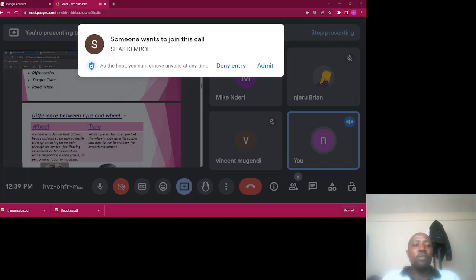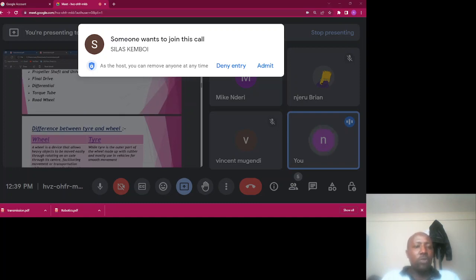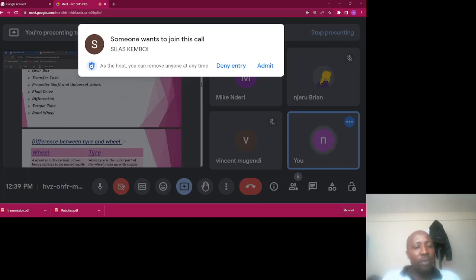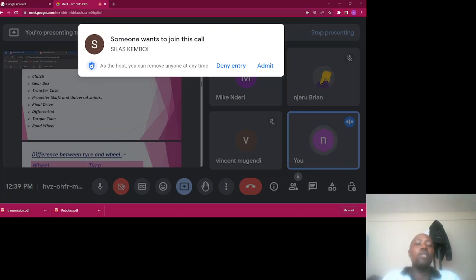Inside the final drive, we have some components: the pinion shaft, the crown wheel, the planet gears, the sun gears, and the axle. In our next lesson, we are going to have a practical lesson where we are going to overhaul a final drive, and we see all those components in the final drive that transfer that motion at an angle of 90 degrees.